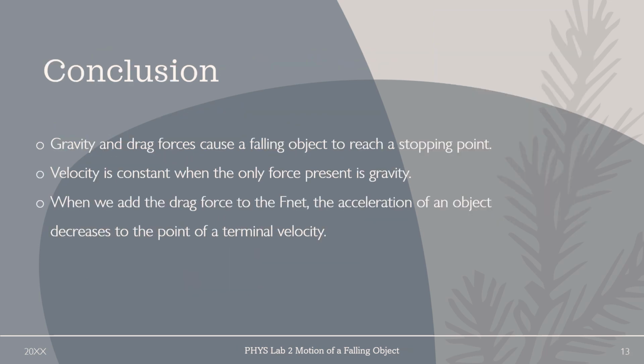To conclude, gravity and drag forces cause a falling object to reach a stopping point. Velocity is constant when only gravity is present, and once we add drag force to the net force, the acceleration of an object decreases to the point of terminal velocity.